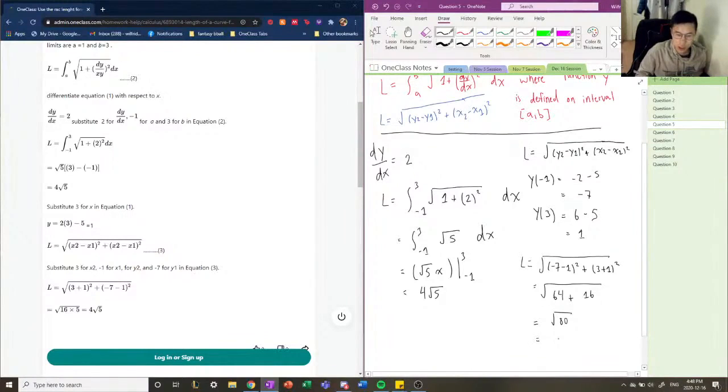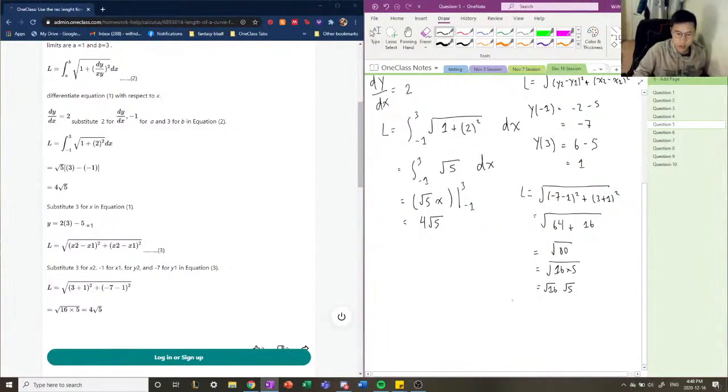So for the root, we can take out a 16. Does 16 fit in the number? Yes, 16 can be taken out. So this can be written as root of 16 times 10, and we know that this can be written as 4 times root 10.